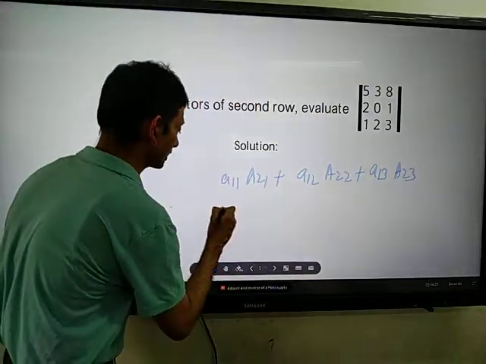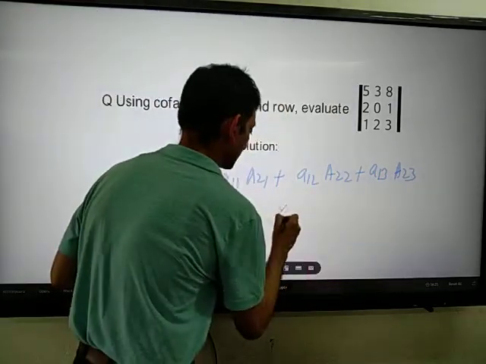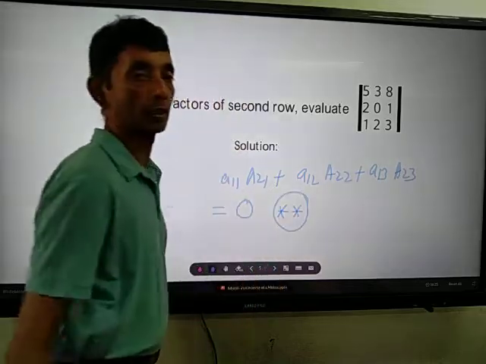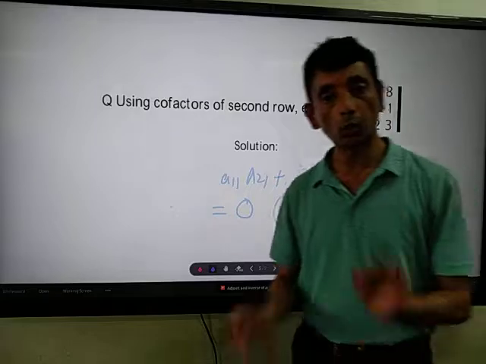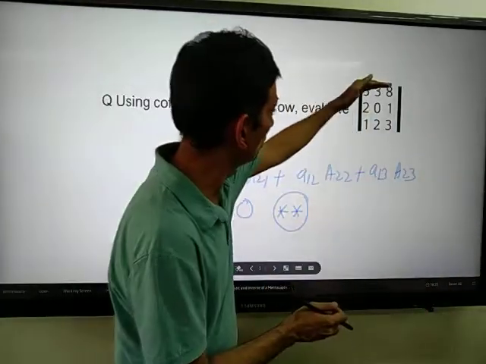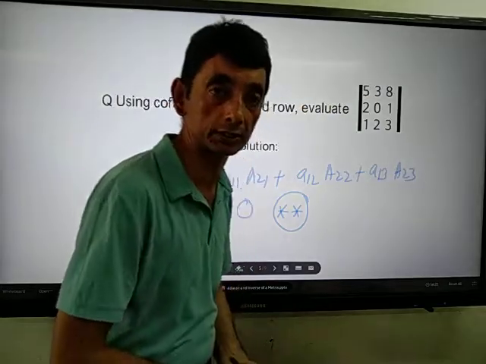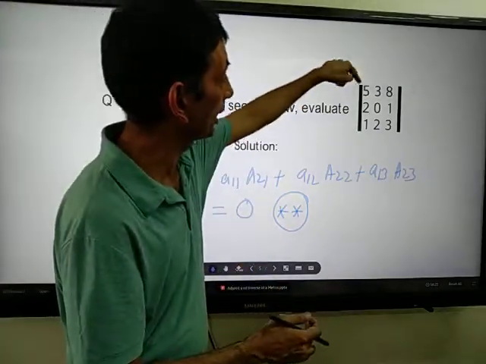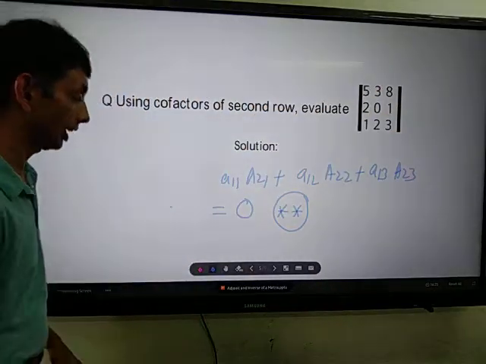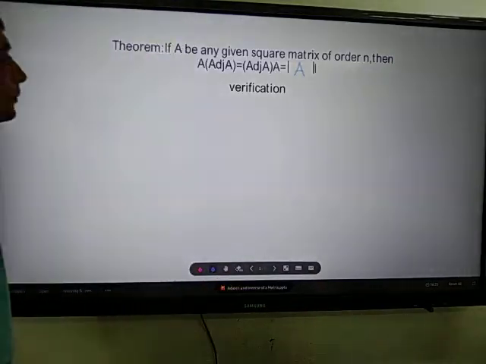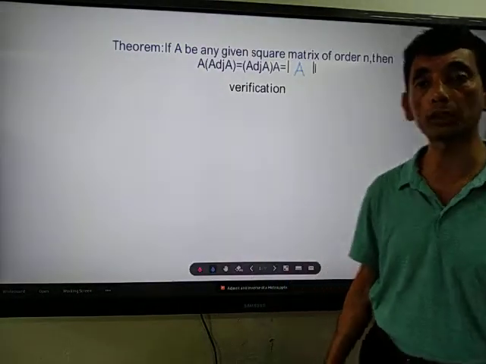Then the value of this determinant will always be equal to 0. That is a very important point. So the value of a determinant can always be obtained with the help of a particular row multiplied by the respective cofactors, and after multiplying each element by the respective cofactor we need to add, then we'll get the value of the determinant.